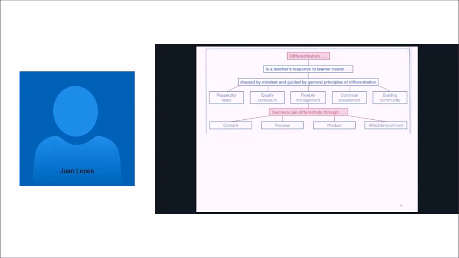Or I can differentiate through process. So instead of you having to, I don't know, write a text, you're gonna have to, I don't know, answer these questions. And in both ways, I'm giving different students the tools to achieve the same results, but through different paths. You can differentiate through product, and that has to do with the outcome.